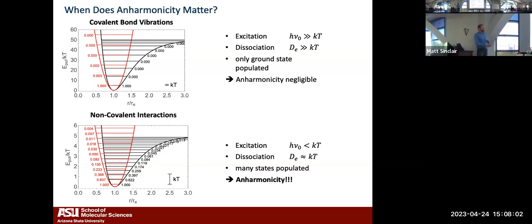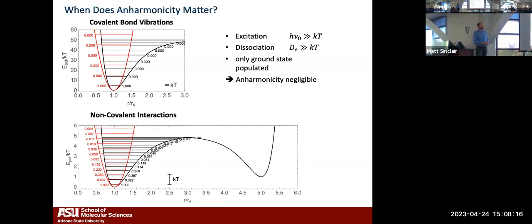If you look at the population of these states, this now looks very different from the real potential, where you actually see the bond extends as a function of energy. If you have more energy in the system, you explore these different states. Now, of course, it becomes even more important if the potential looks like that and there's something else on the other side. So for these kinds of potentials, anharmonicity, the deviations from this harmonic model, becomes extremely important.